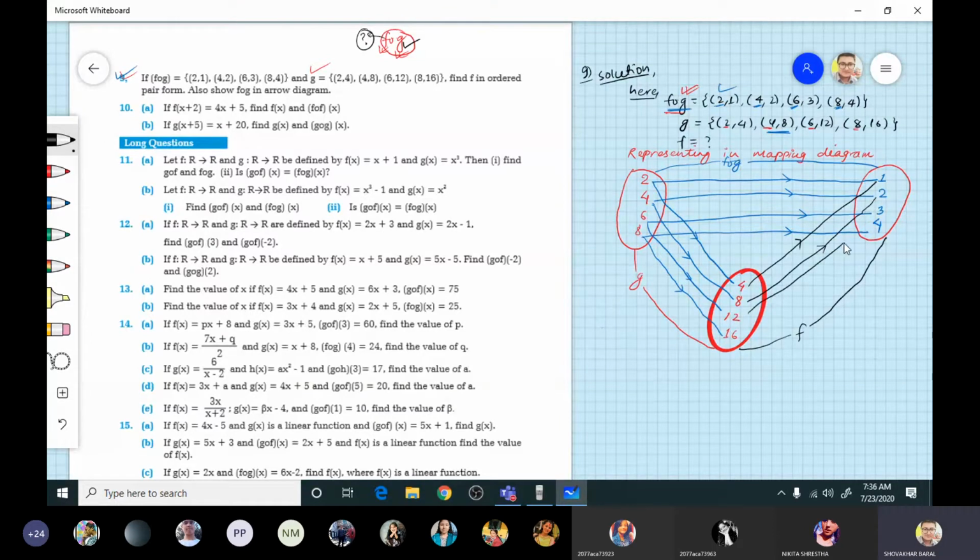Now the element 8 must be mapped with element 2. And then 12 must be mapped with element 3, and then 16 must be mapped with element 4. This is our answer. Now let's write in the ordered pair form.